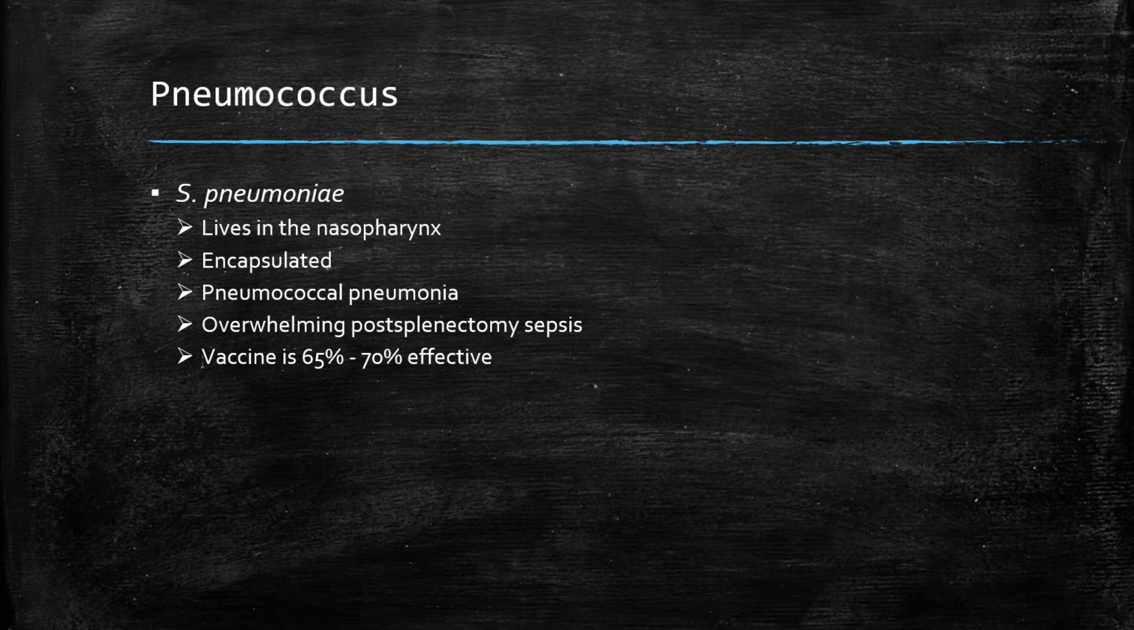For surgeons, pneumococcus is important because it's responsible for overwhelming post-splenectomy sepsis. And so any patient who's scheduled for an elective splenectomy should get the pneumococcal vaccine 2 to 4 weeks before their procedure. If they've had an emergency splenectomy, which of course is far more common, they should get their vaccine prior to discharge. The vaccine, however, is only about 65 to 70% effective. This lack of efficacy is because there are many different strains of pneumococcus, and the common vaccines only cover about 20 of these strains.